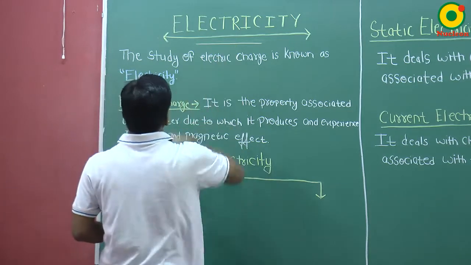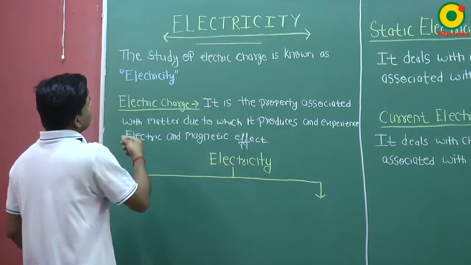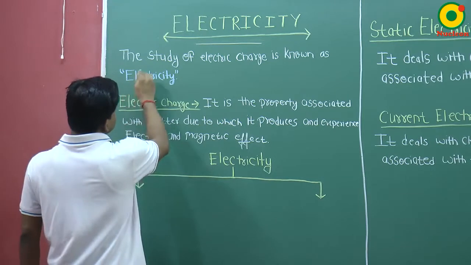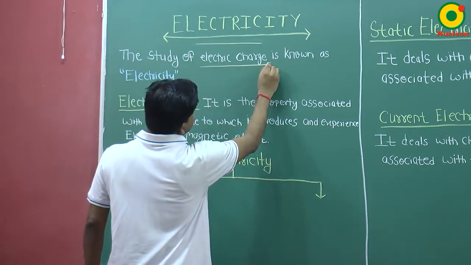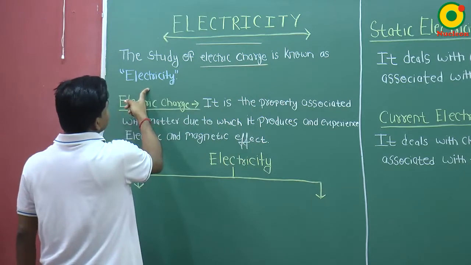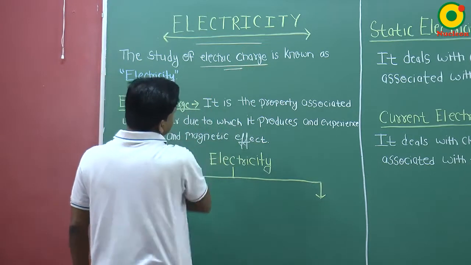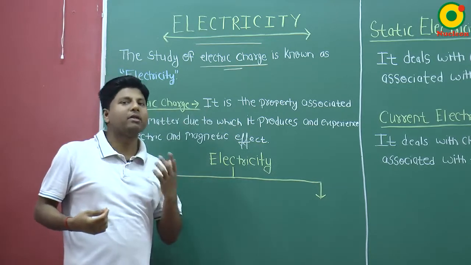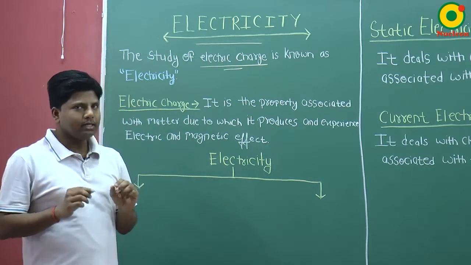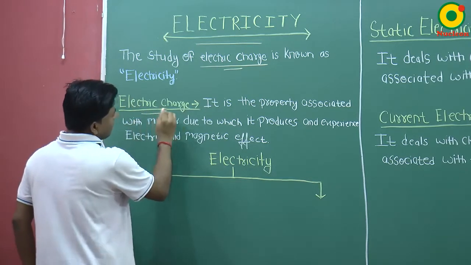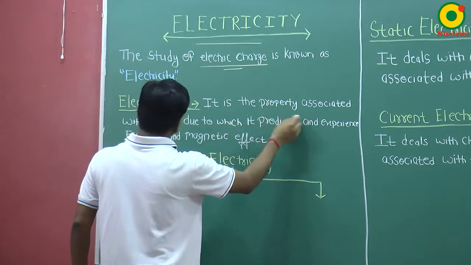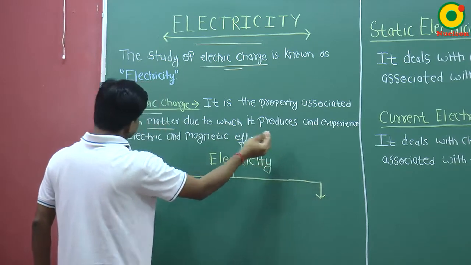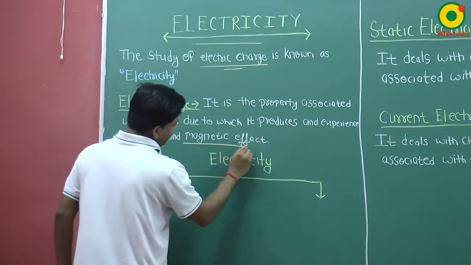Before we start with the chapter electricity, we have to understand what we mean by the term electricity. In simple words, you can say the study of electric charge is known as electricity. Then the question that arises is, what do we mean by the term electric charge? Electric charge is the property associated with matter due to which it produces and experiences electric and magnetic effects.